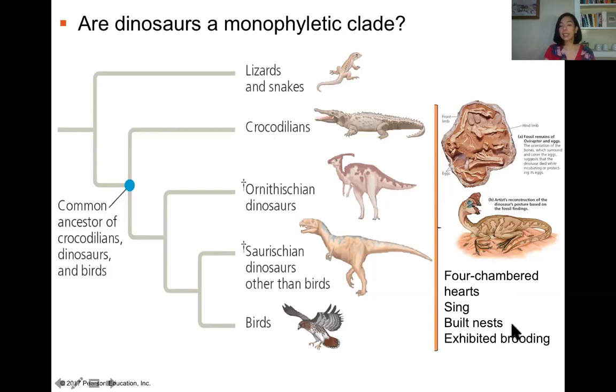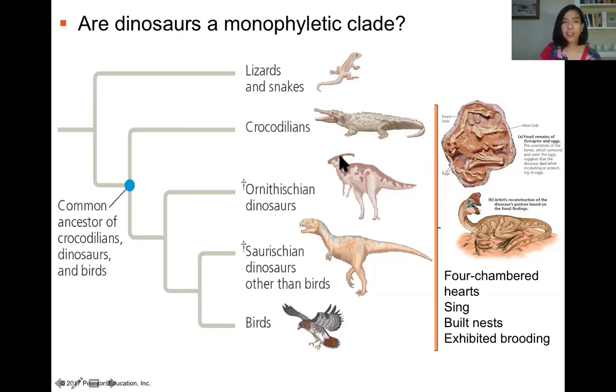They build nests, and they also exhibited brooding. And brooding means the behavior to warm the eggs. And we know that based on some cool fossils. If you look at this real picture of a fossil that has the eggs. Right here we have some eggs, and over here we have also more eggs. And these are the bones of probably the mother or maybe the father that was warming the eggs in this species, the oviraptor.